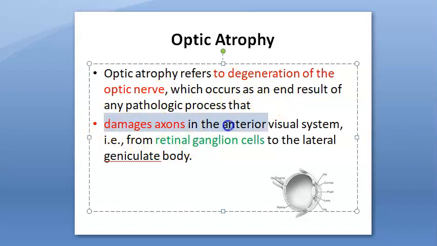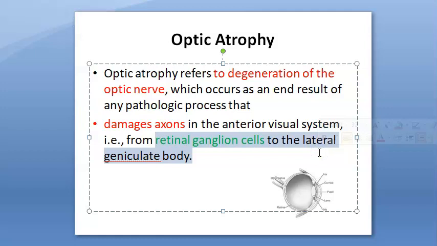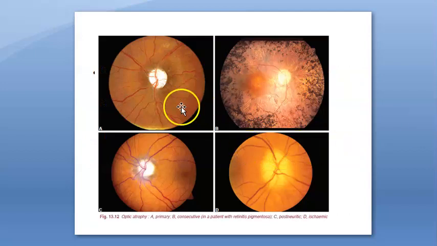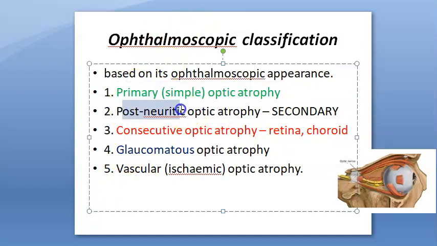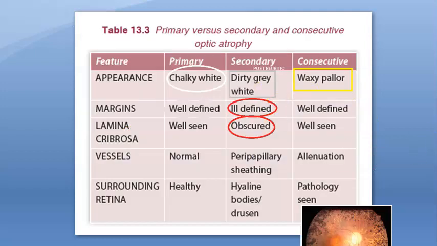So what is happening from the retinal ganglion cells to the lateral geniculate body, damage to the axons will lead to optic atrophy. Here they have shown primary, consecutive, post-neuritic or secondary, and ischemic. What should you know here? There are so many types of optic atrophy. You have primary simple optic atrophy, post-neuritic or secondary optic atrophy, then consecutive optic atrophy because of retina and choroid, glaucomatous optic atrophy and vascular or ischemic optic atrophy. So there are 5 optic atrophies that you will mention.